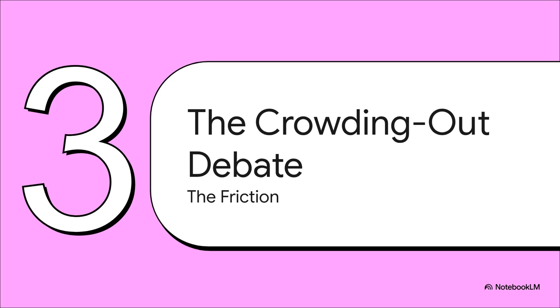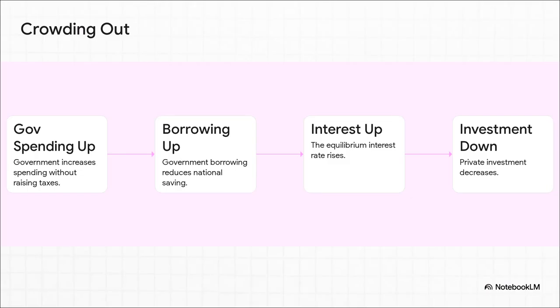Which brings us to Section 3, the central friction in macro policy, the crowding out controversy. Let's trace the domino effect of a government stimulus. Step 1. The government ramps up purchases without hiking taxes. Step 2. To pay for it, they have to borrow. So the government waltzes into the market for loanable funds, going head-to-head with private firms for a limited pool of domestic savings. Step 3. Because the government is sucking up these funds, the price of borrowing, our equilibrium interest rate, shoots up.